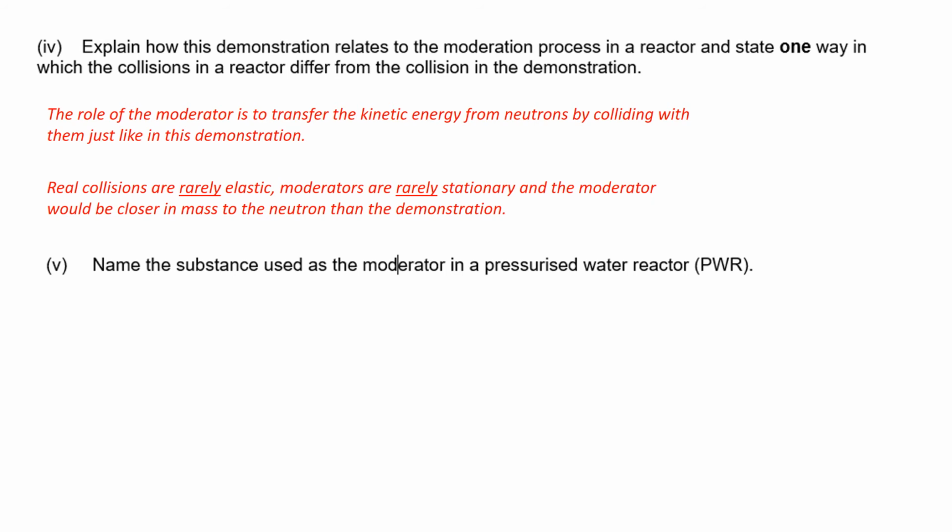Some ways that it's different: in the model, we assume the collisions are elastic. Collisions in real life are very rarely elastic. We also modeled the moderator as being stationary, which it very rarely would be. Molecules are always moving around. And in our model, the hockey ball was 3 times the mass of the neutron. We aim for as close to the mass of the neutron as we can, which is why we use hydrogen attached to oxygen for the process.